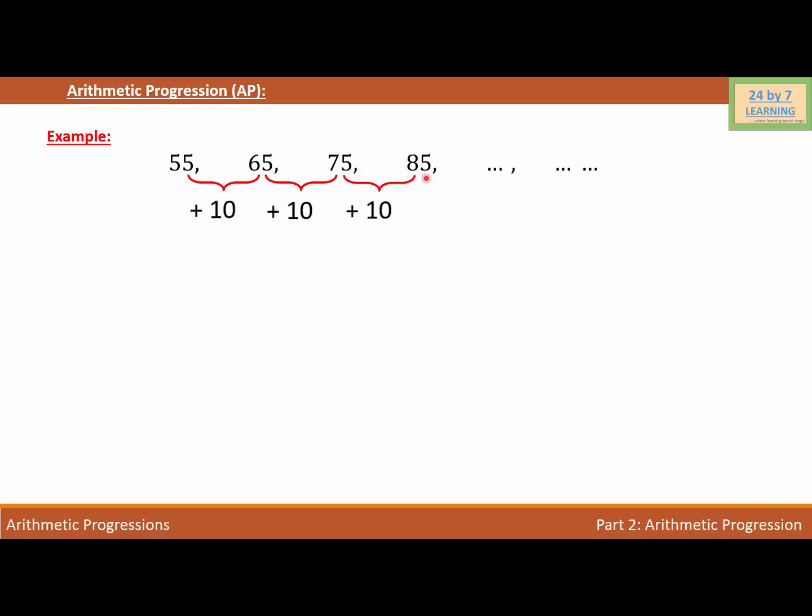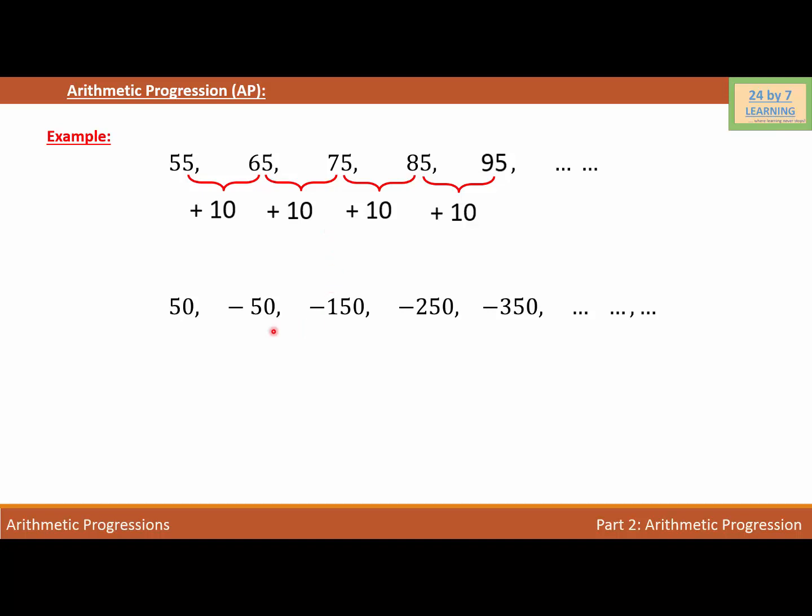If I have to guess what number will be over here, what can I do? I can just add 10 to 85. So if I add 10 to 85, the number over here should be 95. So as you can see, the difference between any two numbers is 10. So technically, I can call that difference a common difference. Now let's consider another example.